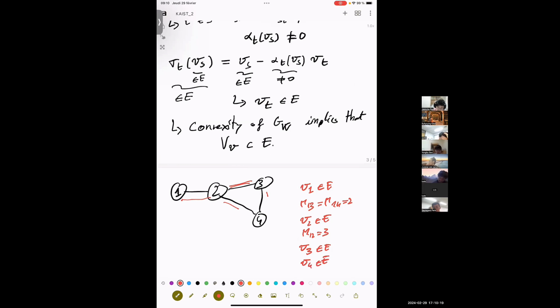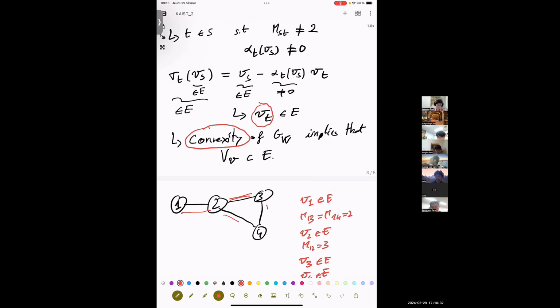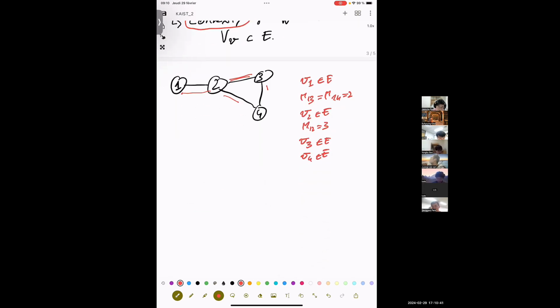Oh, I see. So it's the connexity of GW that gives you, vertices by vertices, all the VT in E. Okay? I see. Thank you. Good. Thank you. Don't hesitate to interrupt me.